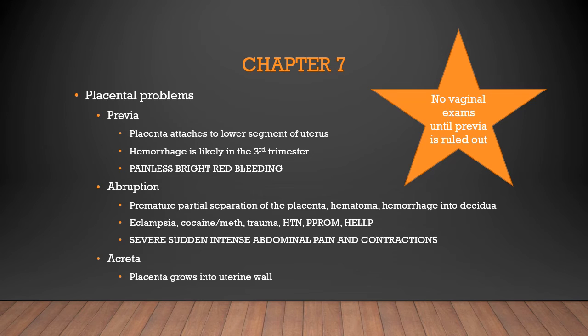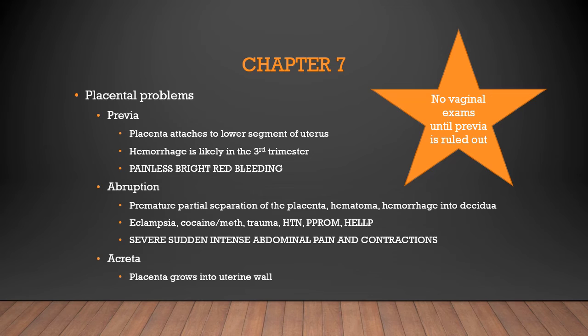Things like eclampsia, the use of stimulants such as cocaine or methamphetamines, direct trauma, hypertension, preterm premature rupture of membranes, and HELLP syndrome can all result in abruption of the placenta.